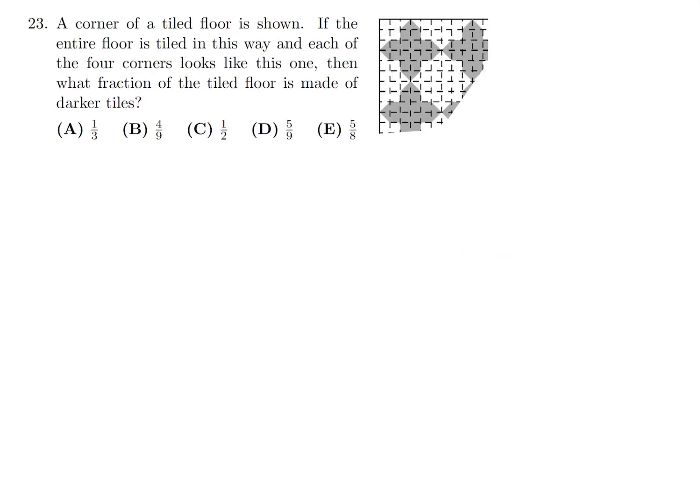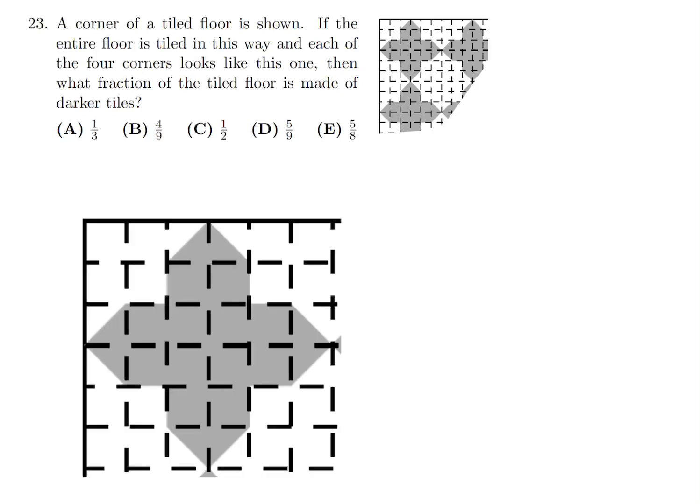All right, so we have the corner of a tiled floor as shown. If the entire floor is tiled in this way, and each of the 4 corners looks like this one, then what fraction of the tiled floor is made up of the darker tiles? So I believe sometimes just using the diagram they give you is sufficient instead of redrawing it. So here is the blow up of this diagram, and I just have to figure out the ratio of the shaded area to the total.